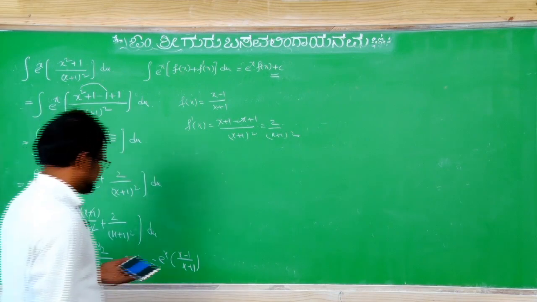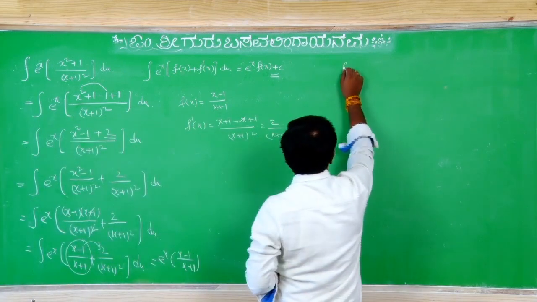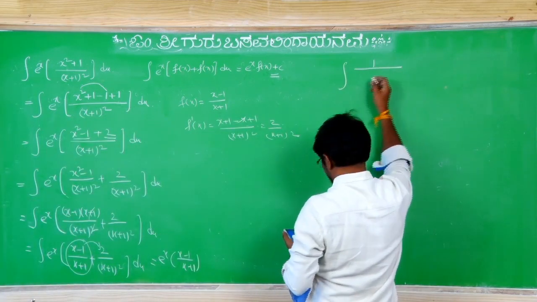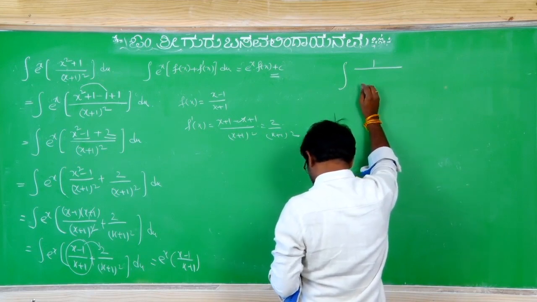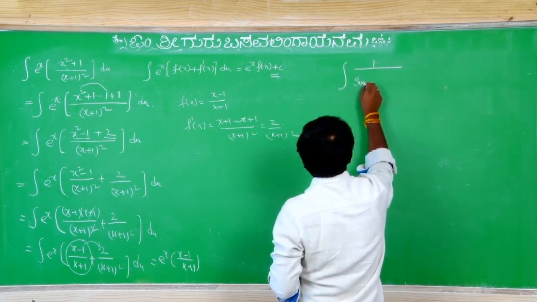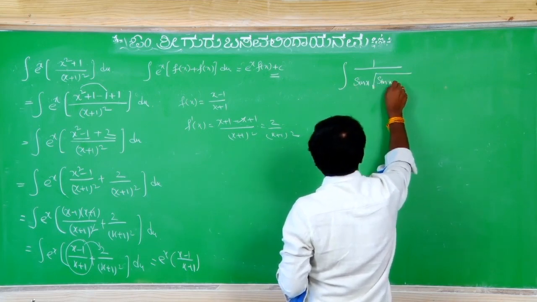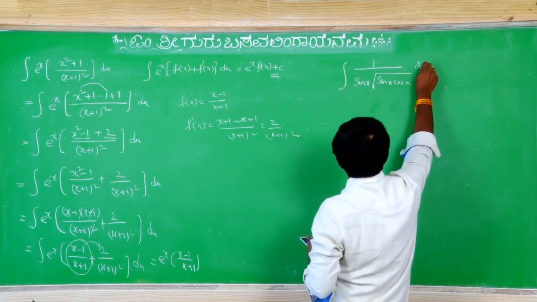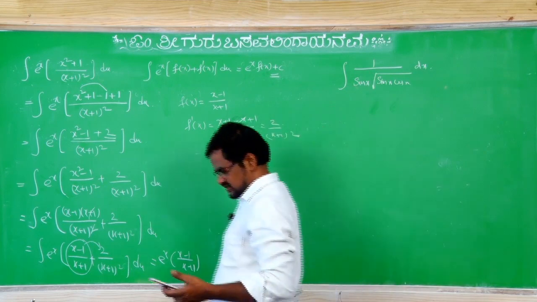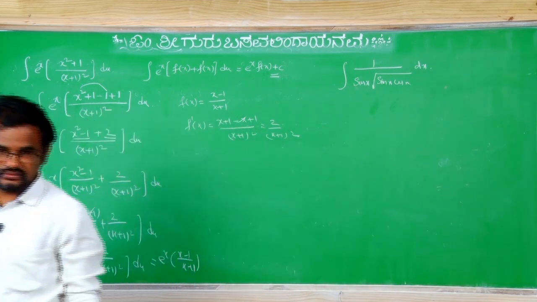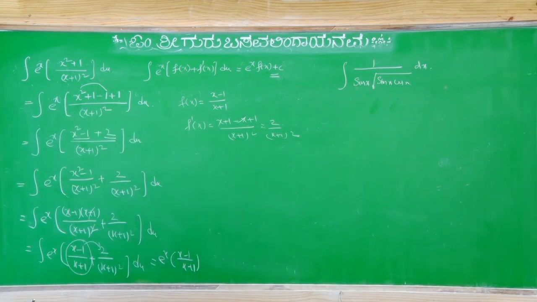Next problem: integration of 1 by sin x into root of sin x into cos x dx. Integration of 1 by sin x into root of sin x into cos x. How to do?